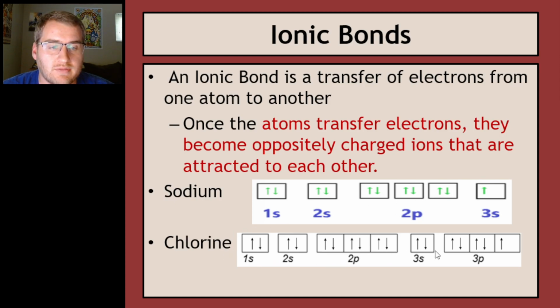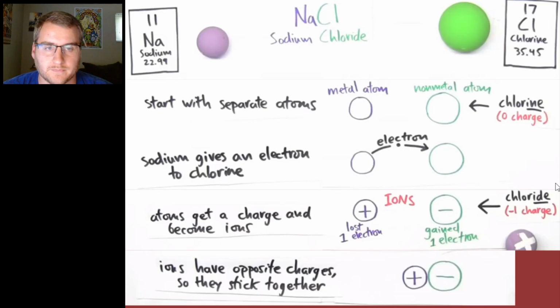Chlorine is completely full, minus one little spot at the end of its valence electrons here. So it has 7 valence electrons. So it's like, give me that electron. When these things do that, they become oppositely charged and therefore attract each other.